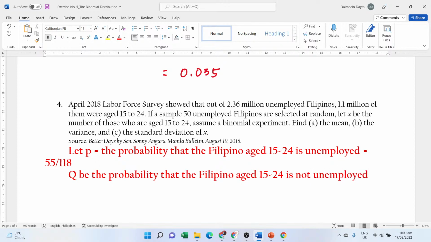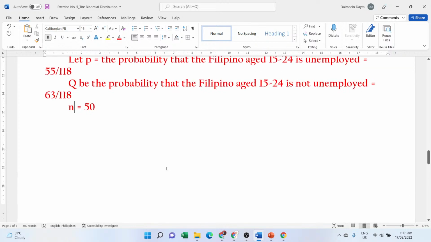Yan yung binomial outcome natin eh. Employed and not unemployed. Okay? So this time, 55 over 180 yung isa, then the other one will be 1 minus 55 over 180. So this will be 63 over 180. Right? And then n is equal to how many will be sampled? 50. Na? N is equal to 50. Small letter n lang gamit natin. Small letter n lang. Let us solve for the mean.